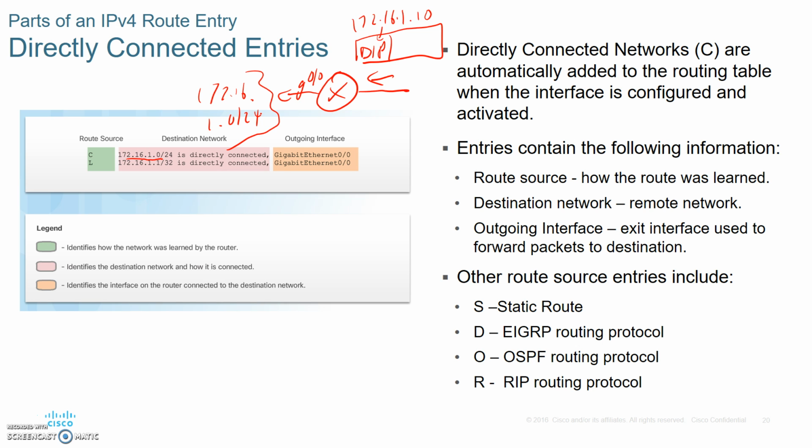So this helps the router to make a routing decision. Because this network is directly connected, it will forward it out to the G0/0 interface. Other routing sources besides C will be S for static route, D for EIGRP, which we will learn in a subsequent chapter, O for OSPF, which we will also learn, and RIP, which we learn in the current chapter.